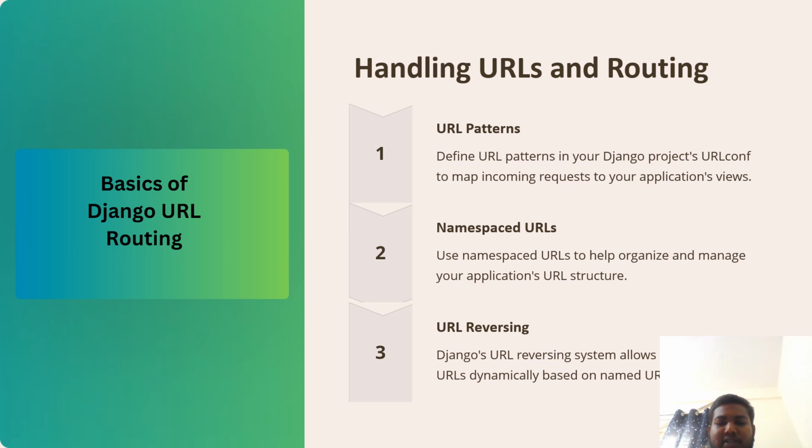And the next one is URL reversing. It is very useful for Django. The Django URL reversing system allows generating URLs dynamically based on named URLs. In URL reversing, it should be a named URL only. Then only Django will reverse it.